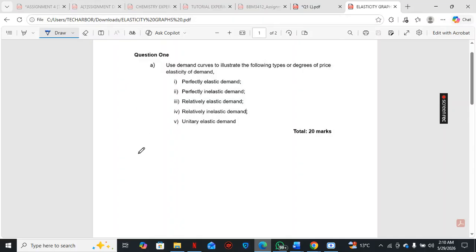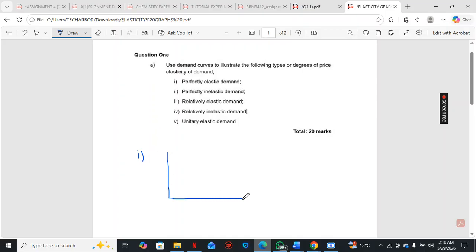Okay, so this is the graph for perfectly elastic demand. We draw a graph here. We have price on the y-axis, quantity demanded on the x-axis. Then you just have the straight demand curve like this. So here, price elasticity of demand, PED, equals infinity.